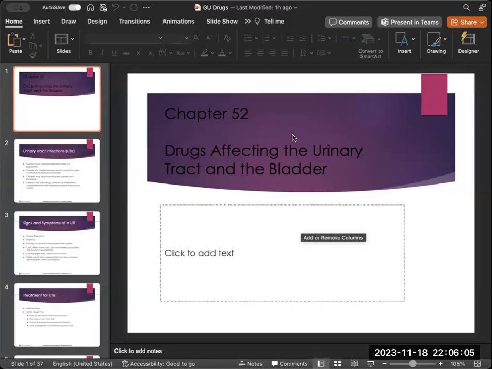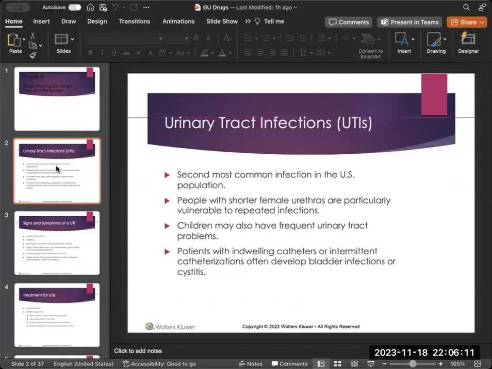Hi everyone. So today we're going to talk about chapter 52, drugs that affect the urinary tract and the bladder. So, what is a common disorder that affects the urinary bladder? Well, urinary tract infections, or UTIs, are some of the most common infections, okay?